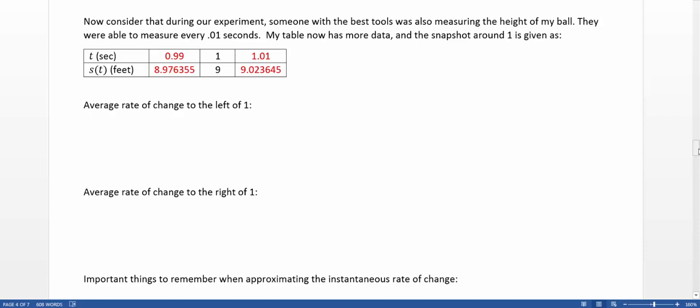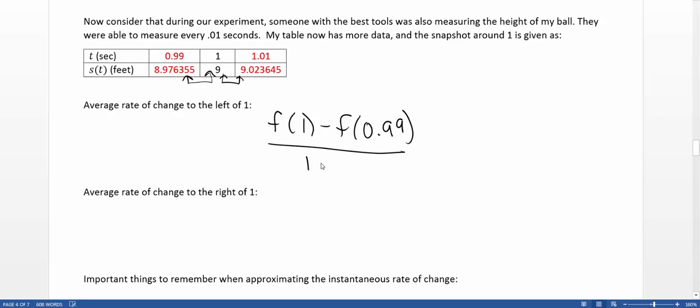So here, again, I want to do an average rate of change to the left of 1 and an average rate of change to the right of 1. And if we're going every 1/100th of a second, that's going to be really, really close. So when I do the average rate of change to the left, I'm going to do f of 1 minus f of 0.99 divided by 1 minus 0.99.